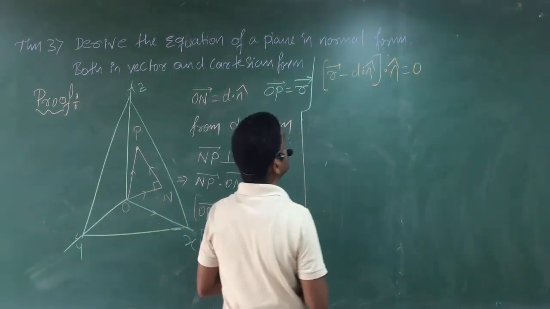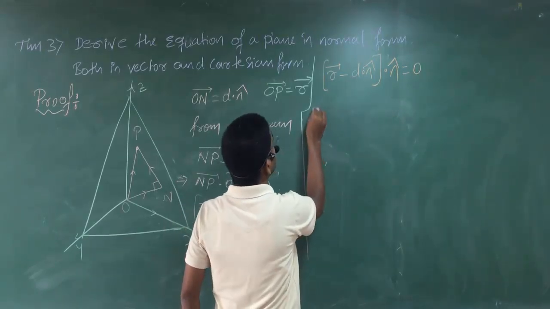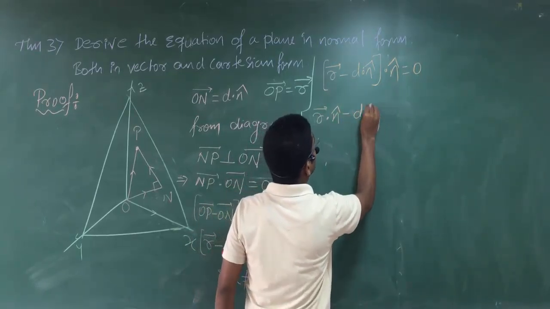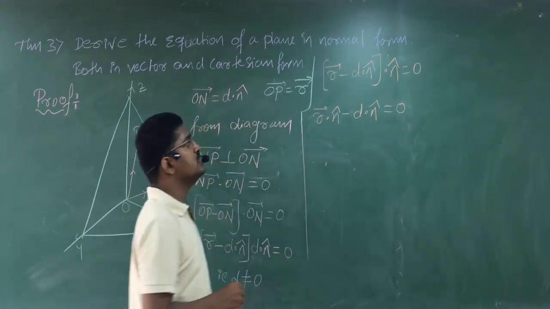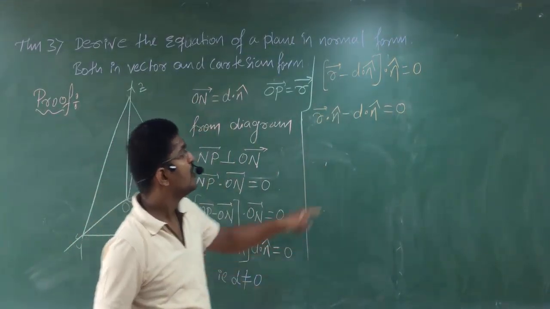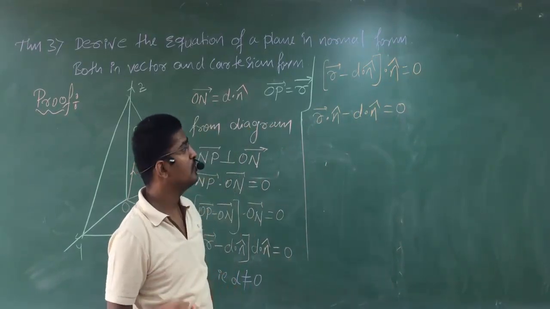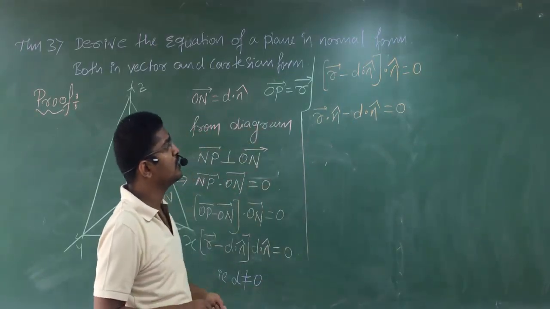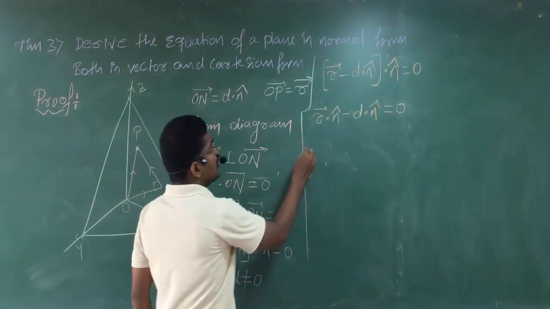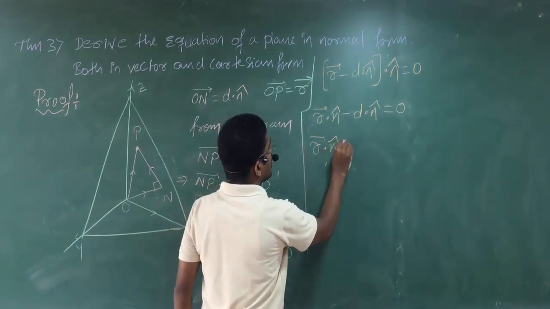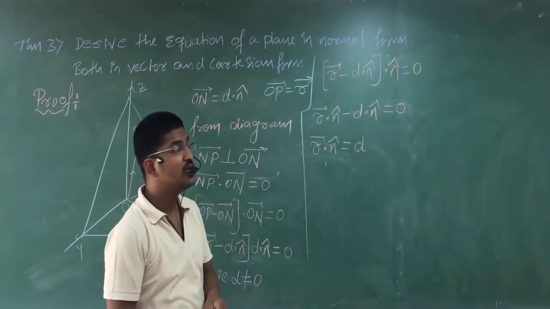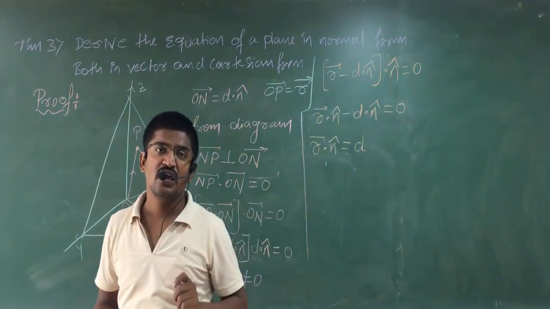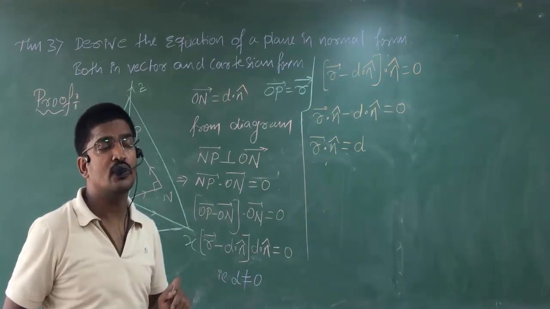So now multiply the terms. What you are going to have? Vector R dot N cap minus D dot N cap will be equal to 0. Clear? Because N cap dot N cap is a unit vector, again it will be N cap, no problem. So that is R dot N cap minus D dot N cap equal to 0. Therefore vector R dot N cap will be equal to D, because here N cap is a unit vector, so N cap dot D will be only D. Clear? So vector R dot N cap equal to D.